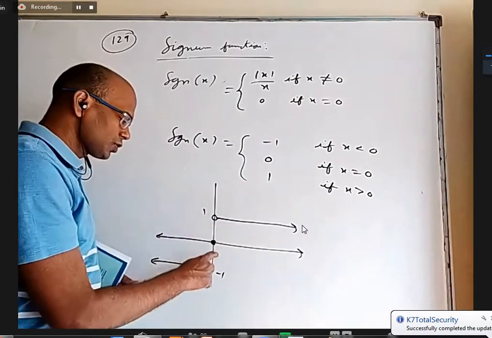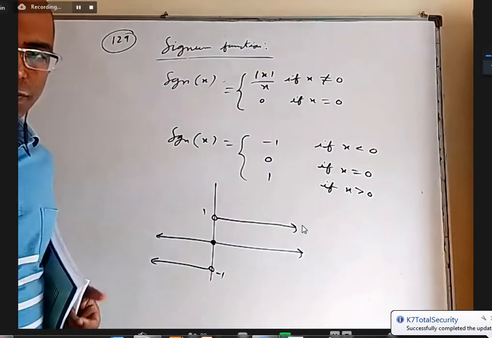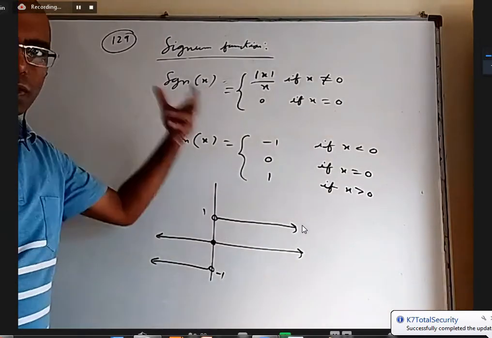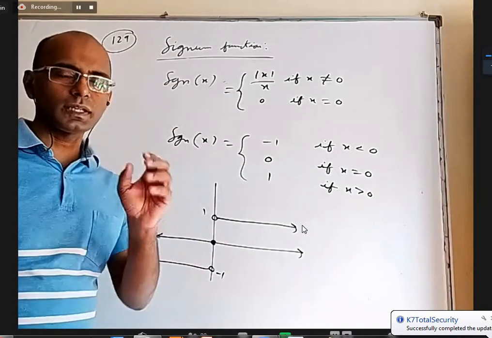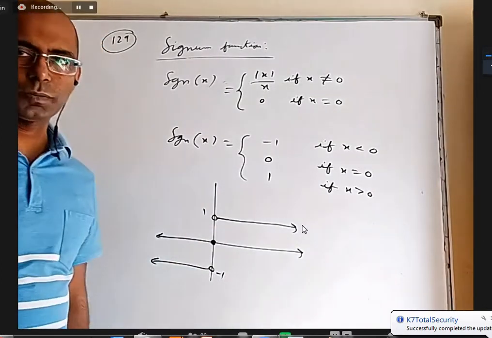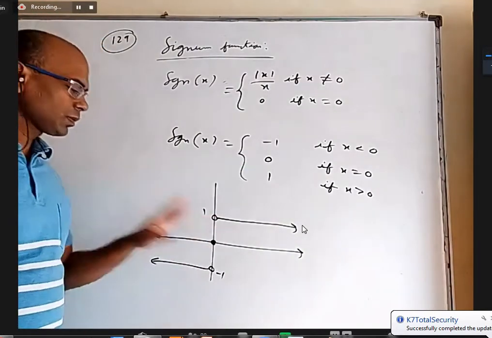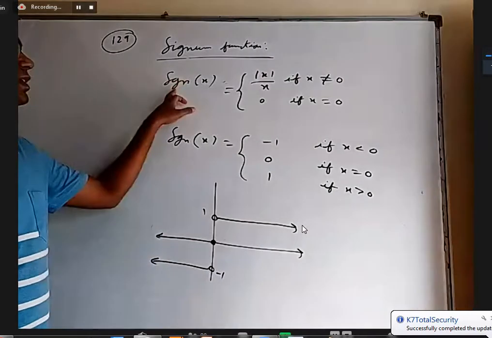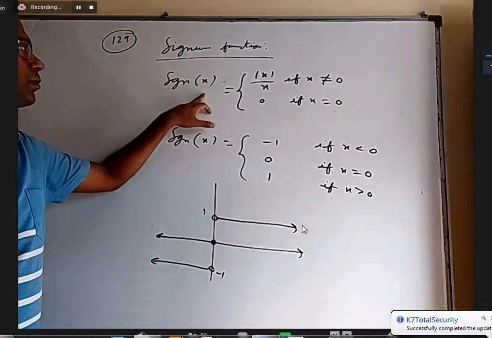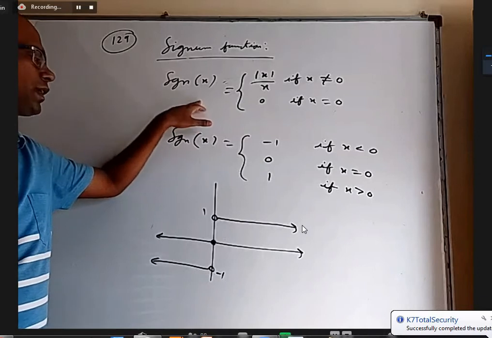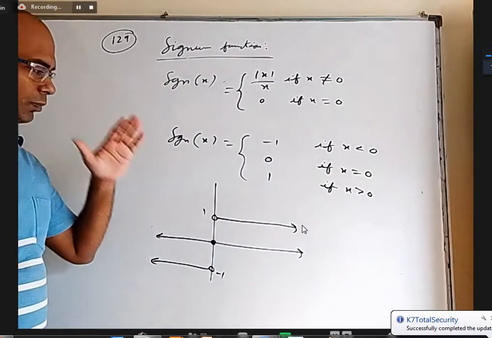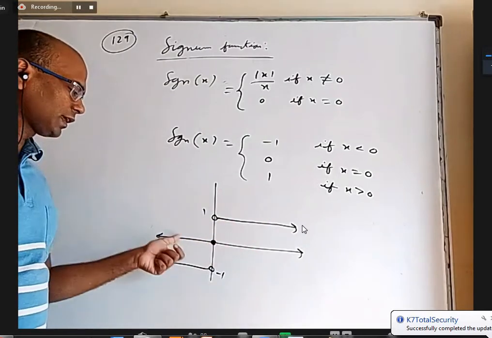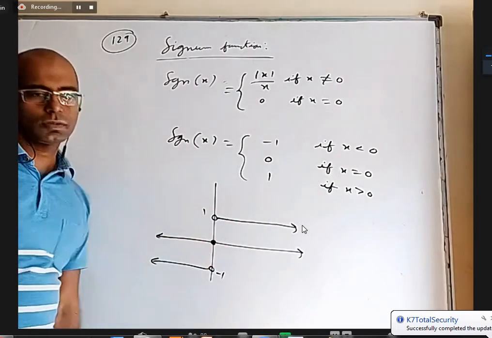1, 0 and -1. If somebody asks you what is the signum value of 100, 1000, 1 lakh, 1 crore, all are 1 only. Any positive number, it will give the answer as 1. When you substitute 0, it will be 0. Any negative number, signum value of -2, -3, -100 or -1000, it is -1 only. So any positive value, it will give 1, any negative value, it will give -1, at 0, it is 0. This is the signum function.